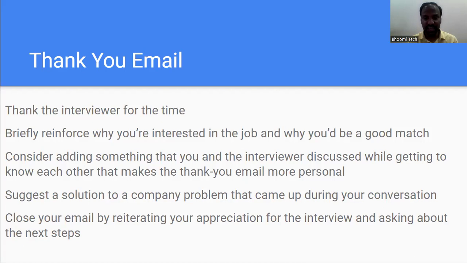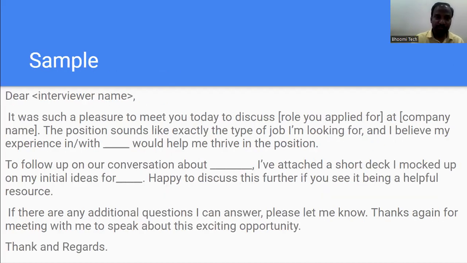You can also add a more personalized thank you note for the person, and suggest a solution to a challenge that the company's team is currently facing or that came up during your interview process. Close your email by reiterating your appreciation for the interview and ask about the next steps: what the next steps are and what the timeline is for getting feedback or a call from them.